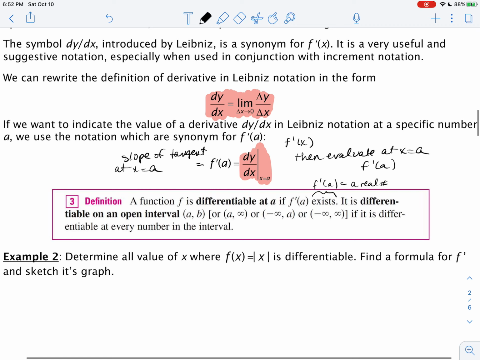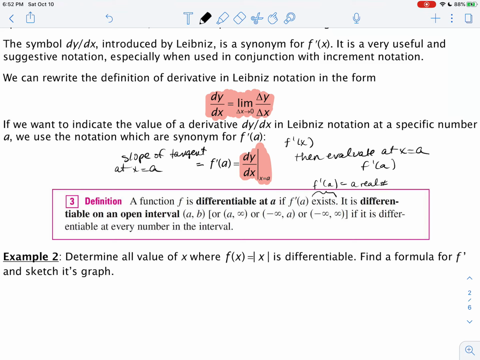Good. So we say it is differentiable on an open interval, because you'll see that a lot in some of the theorems that we'll go over as we proceed with applications of the derivative. It is differentiable if the derivative exists for every point in that open interval. Maybe not at the endpoints, but every point on the inside, you'll have a real number output for your derivative.